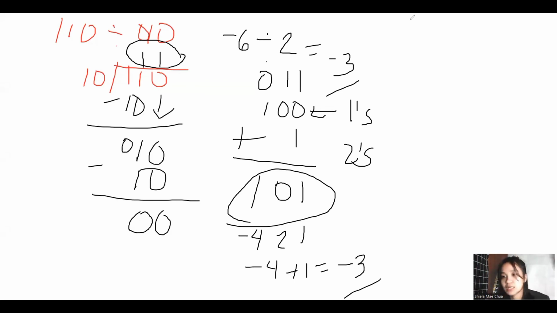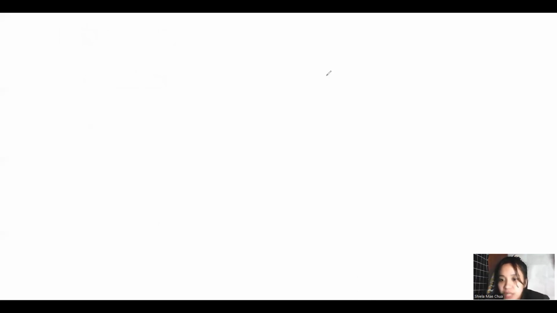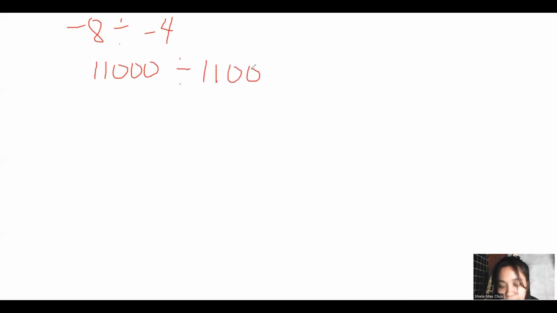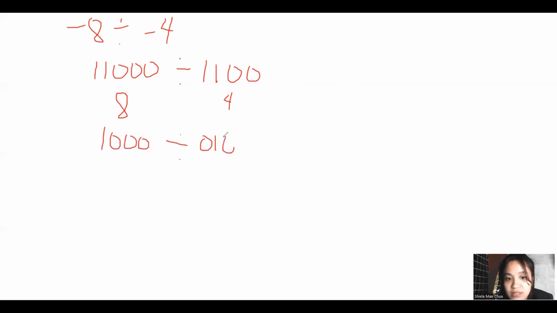Now, let's proceed with our last example, which is negative 8 divided by negative 4. So negative 8 is equal to 1, 1, 0, 0, 0 divided by 1, 1, 1, 0, 0. First, we need to get the absolute value of this. We will get the absolute value of negative 8, which is 8, and of negative 4, which is 4. So this is basically equal to 1, 0, 0, 0 divided by 0, 1, 0, 0.